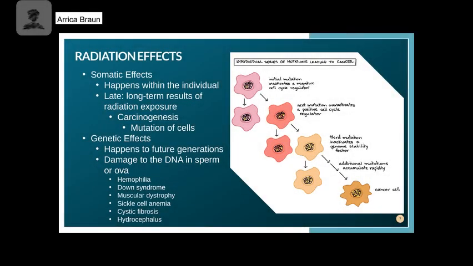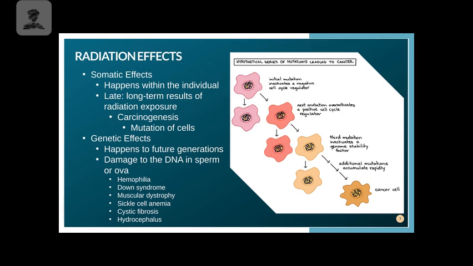So those first ones were early somatic effects that occur, and now we can talk more about the late systems that we can have issues with. So these are going to be long-term results because of our radiation exposure. And so the biggest one we think of is going to be our carcinogenesis. Carcinogenesis is where we see cancers that occur because of the mutations of the cells. Because the radiation damaged the DNA, it has now started to replicate and continues to replicate different cells that are not correct. And that's what cancer is.